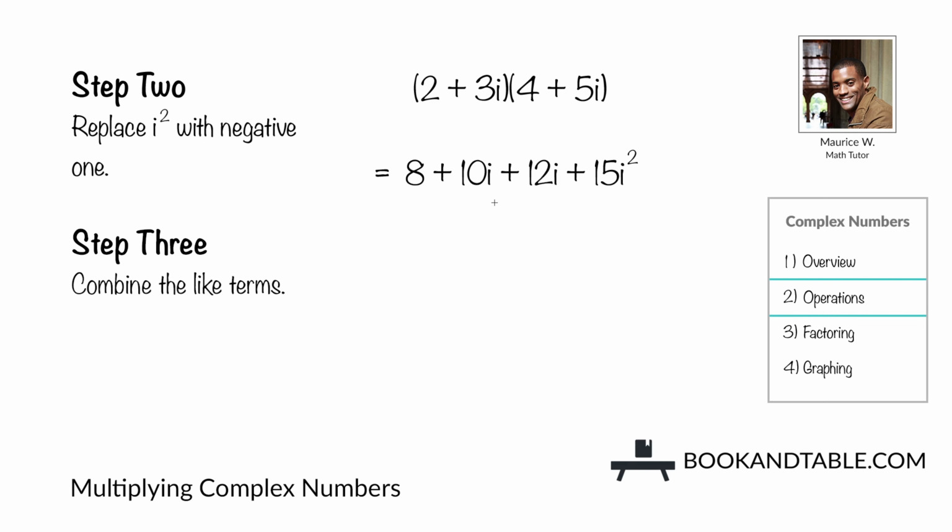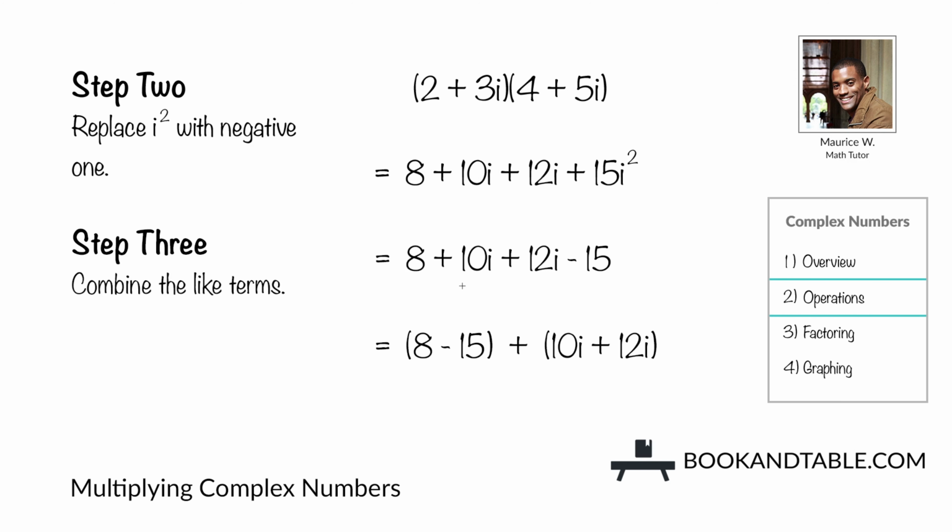So after we use the FOIL method, we are left with 8 plus 10i plus 12i plus 15i squared. Before we can simplify this to a complex number, we first want to replace this i squared with its equivalent, -1. When we do so, 15 times -1 gives us -15. And now we have 2 real numbers and 2 imaginary numbers.